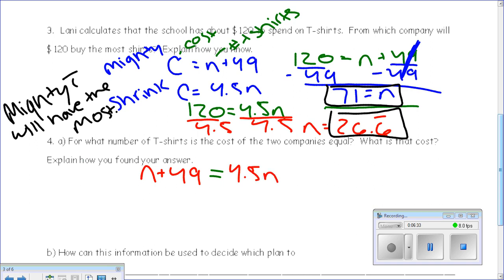The right-hand side is my No Shrink. What are they called? The Shrink T's? No, No Shrink. And on the left, it's Mighty T's. I set them equal to one another. Now I can bring my numbers together and my variable n's together and solve for n.